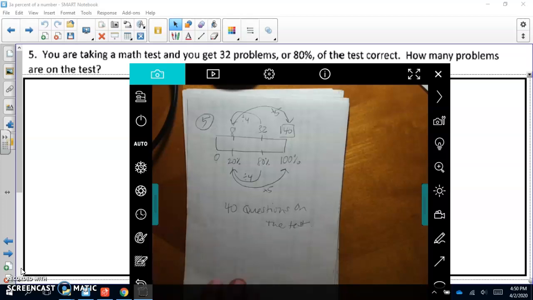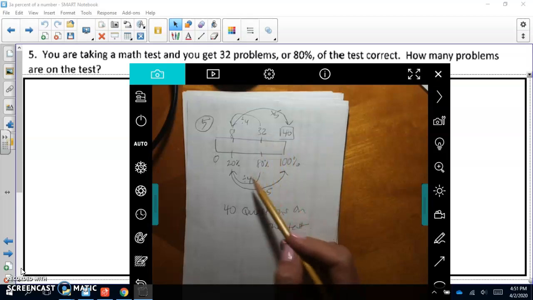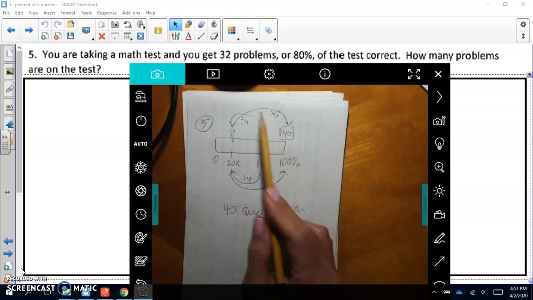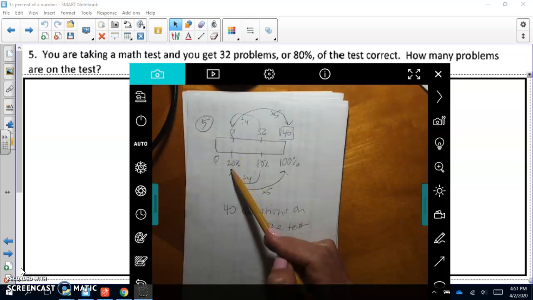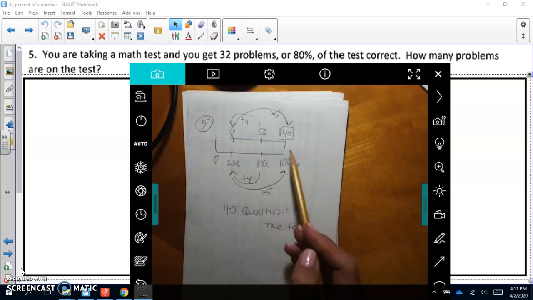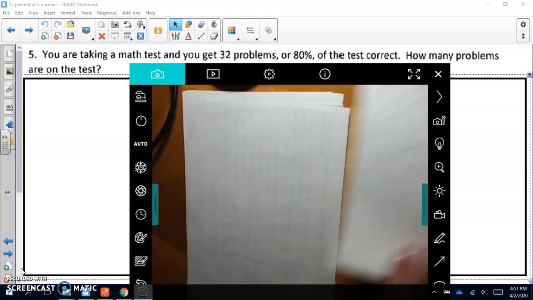Okay, so that is number 5. So what we did again, we started with 80%. We knew that was 32 questions on the test. We divided by 4 up at the top and down at the bottom. We got 8 questions, which was 20%, and now we got to get to 100%. 20 times 5 is 100, 8 times 5 is 40.